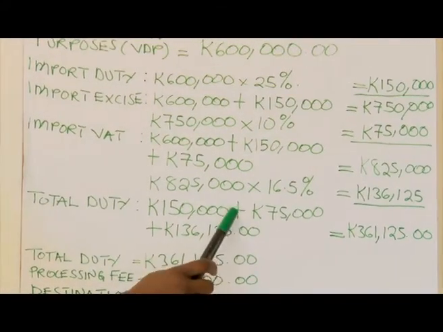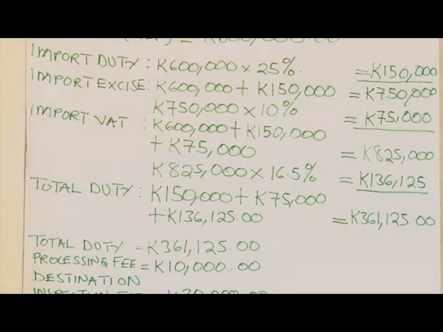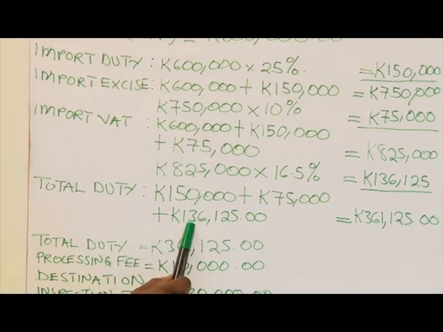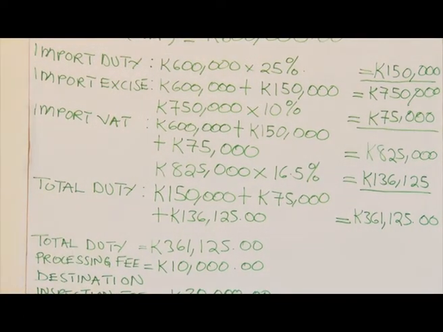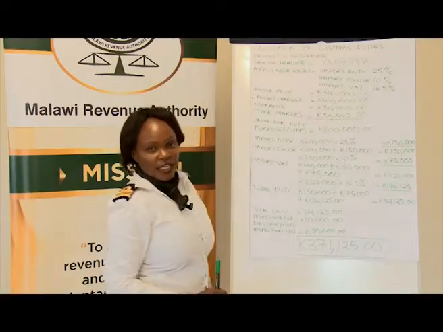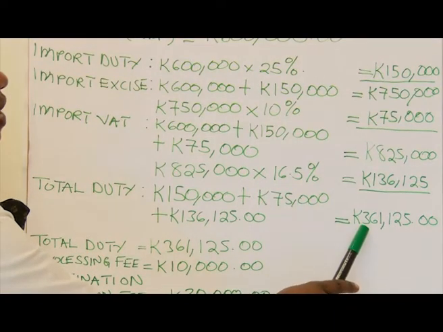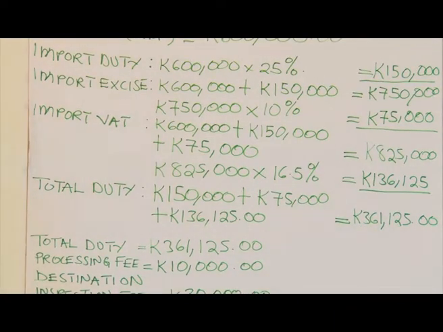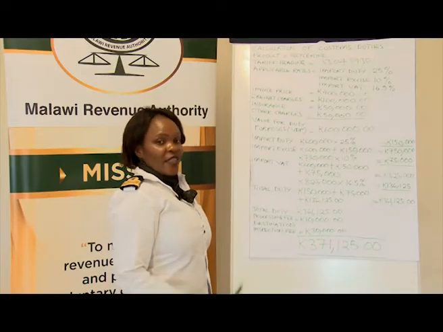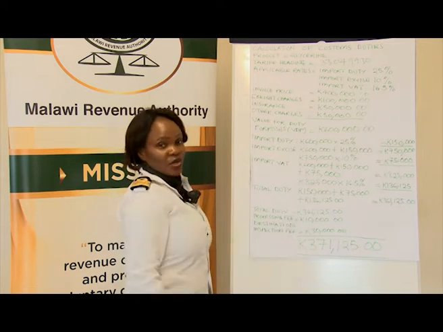150,000 kwacha import duty, 75,000 kwacha import excise, and 136,125 kwacha, which is our import VAT. It will come up to a total of 361,125 kwacha. Remember, the importer will also be required to pay 10,000 kwacha processing fee.